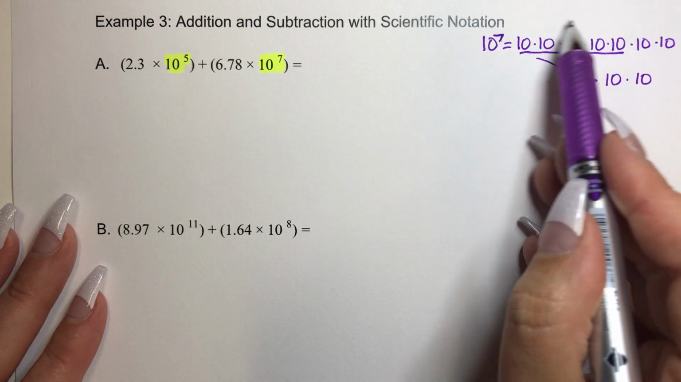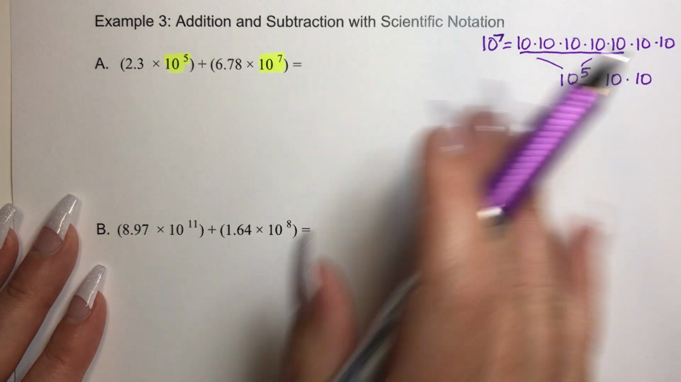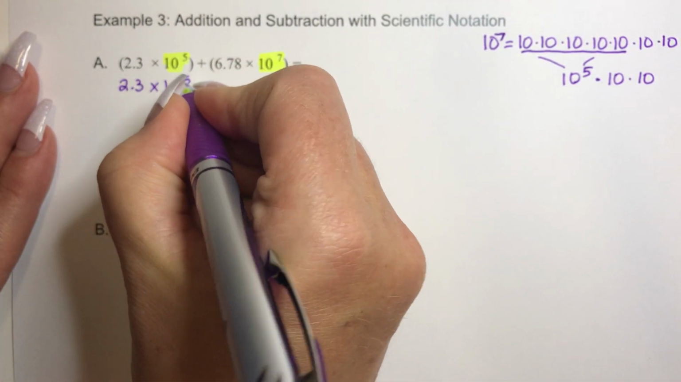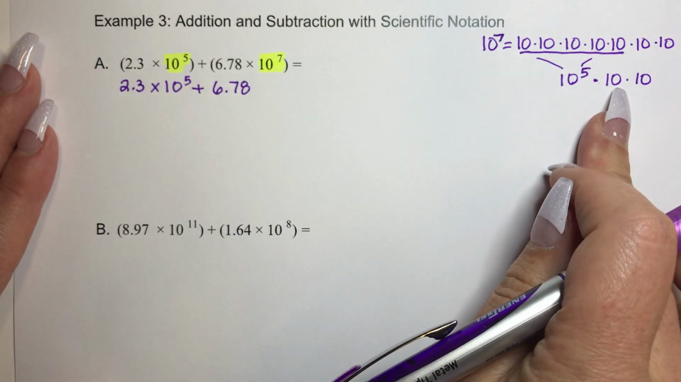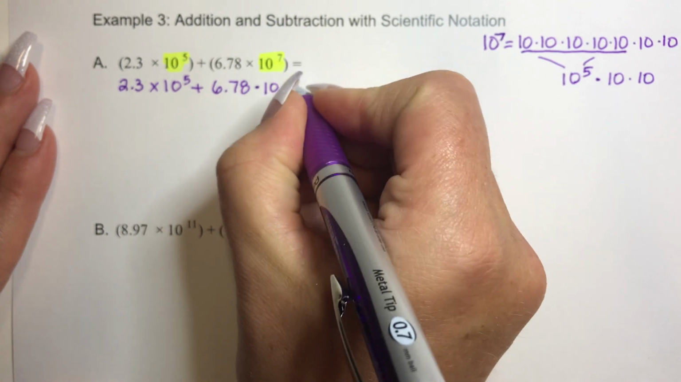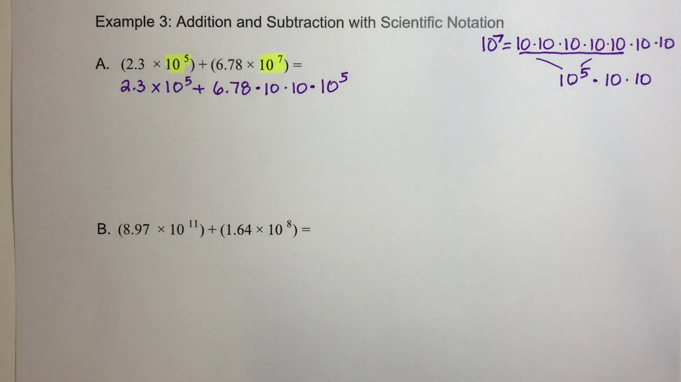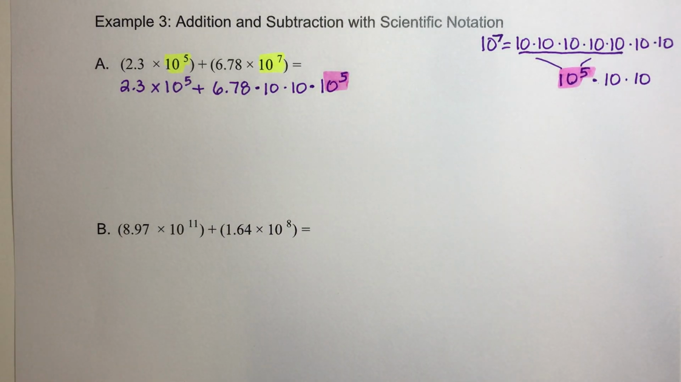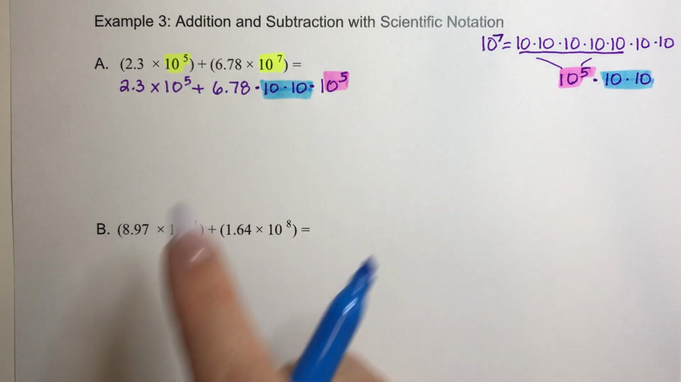I'm just grouping the first group of 5 tens together, and then I have these two left over, 10 times 10, right? So we're going to use this concept. I'm going to rewrite this. I'm going to write this 6.78, and instead of writing 10 to the 7th, I'm going to write these two, times 10 times 10, times 10 to the 5th. Okay, so here is my 10 to the 5th, and here is my 10 times 10. This is the same thing as 10 to the 7th, it's just written differently.